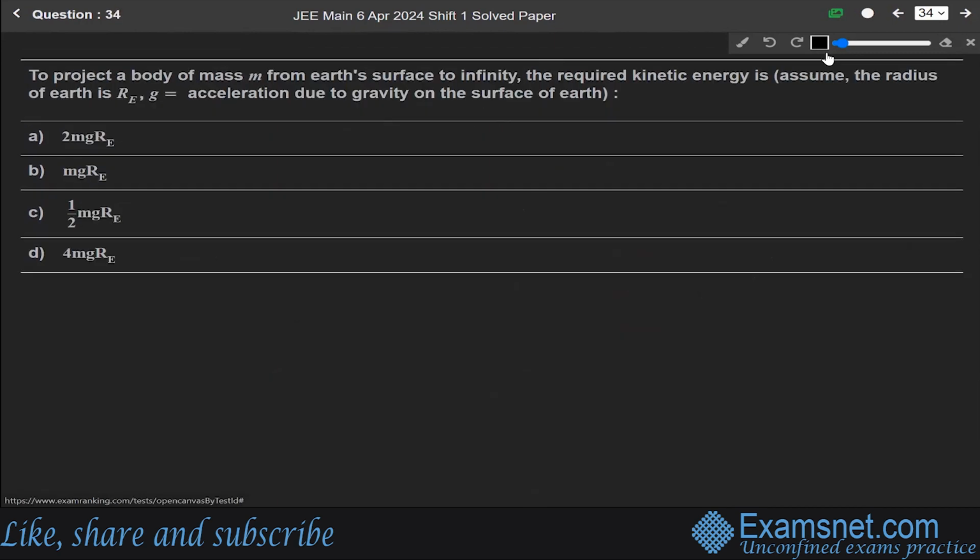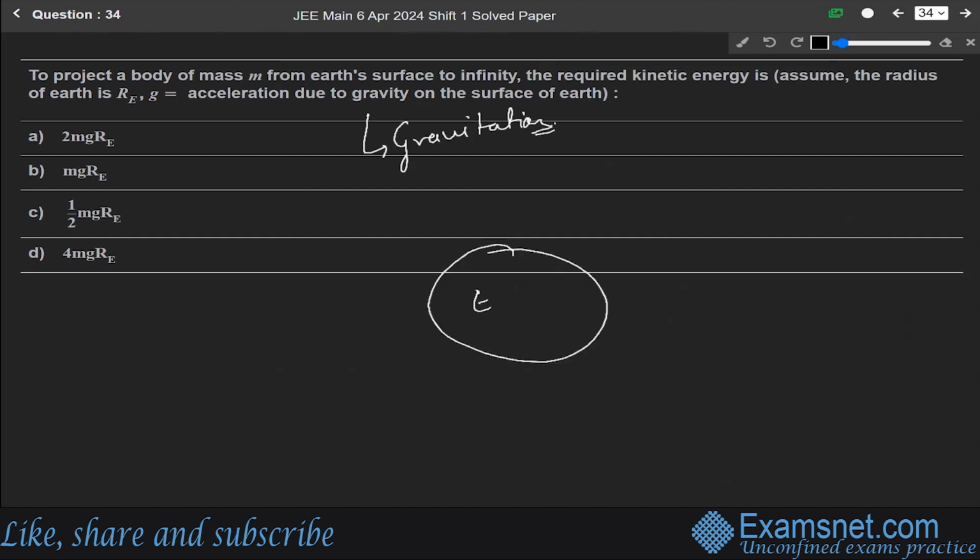Now, next question 34. To project a body of mass m from Earth's surface to infinity, the required kinetic energy is, assume the radius of Earth is RE, g acceleration due to gravity on surface of the Earth. Okay, so this question is from the chapter of gravitation. So we know that, let us say this is Earth and we have to project a body of mass m from the Earth's surface to infinity.